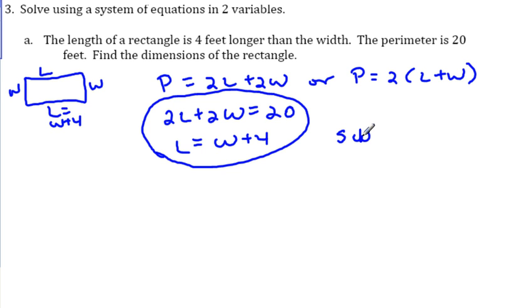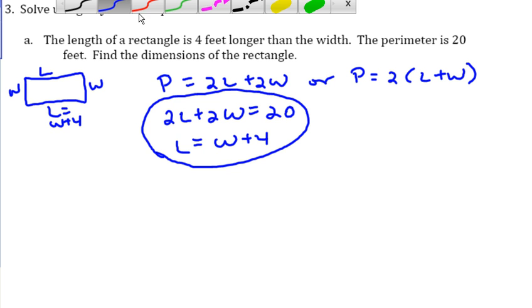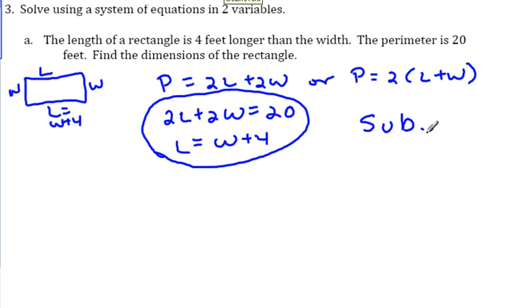Whoops. S-U-B. I didn't write that very well. Let's not leave that mess on there. I'm going to use substitution as my method for solving. So that means I've said that L is W plus 4. So I'm going to go to my equation, and where there's an L, I'm going to put W plus 4.